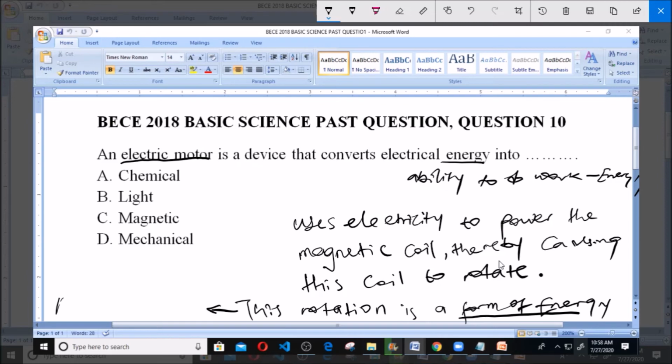A says chemical energy. Chemical energy is energy stored in substances like fuel, food, which is not an answer. B here says light energy, which is not an answer. C says magnetic, which is not an answer. And this is what? Mechanical, which is an answer, because an electric motor will convert electric energy, the electricity, into what? Mechanical energy, which is the rotation of the coil, motion. So our answer is D, mechanical energy.